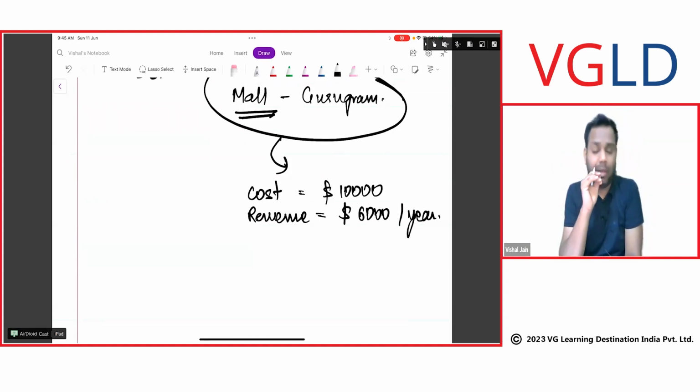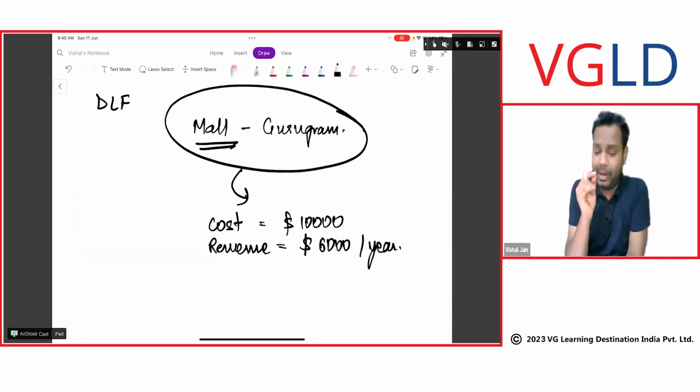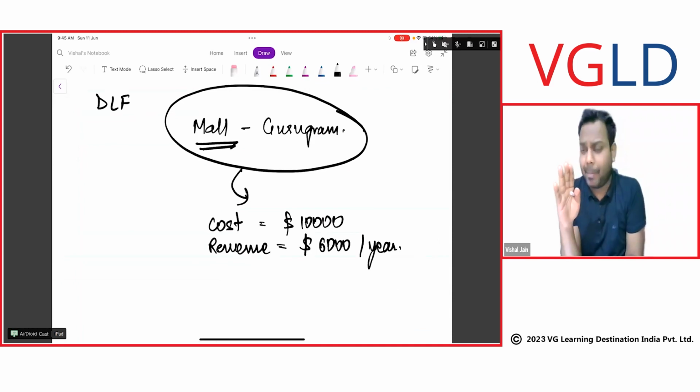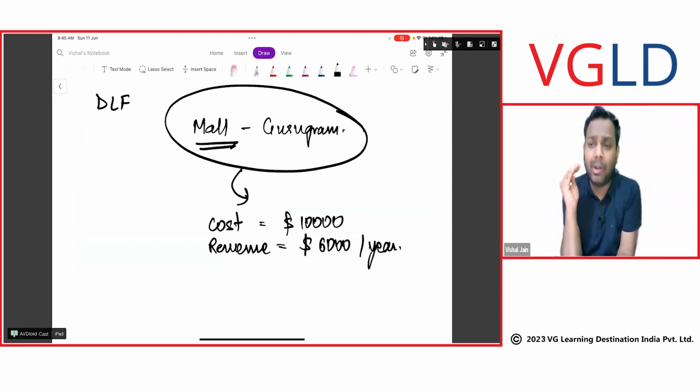Now tell me, what was the intent of DLF? To construct a car parking or to construct a mall? Mall, right? So the intent of DLF was to construct a mall and not the car parking. This construction of car parking is not directly related to the construction of the mall.